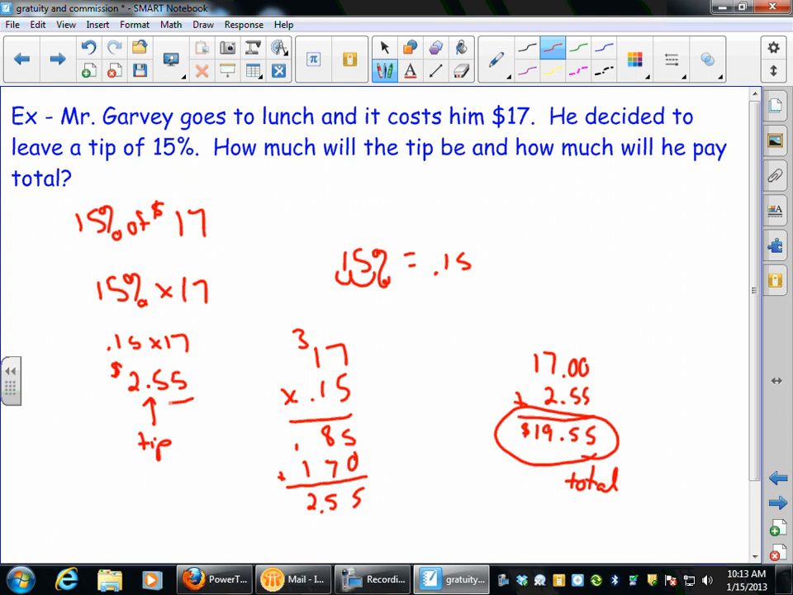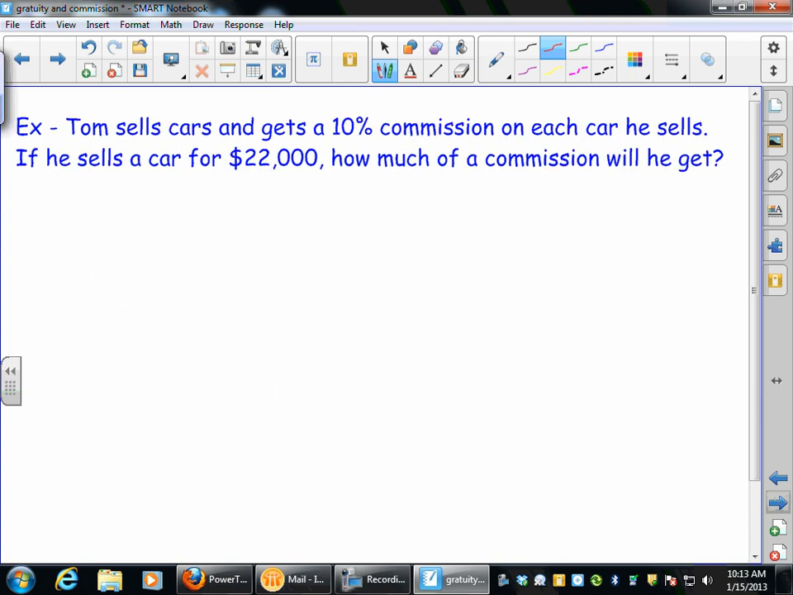So you got your tip just by multiplying. You take the percentage you want to leave times the number, and then to get the total, you add the tip on to what the bill was. And that's all. So those are pretty easy.